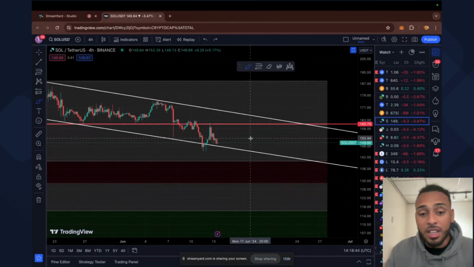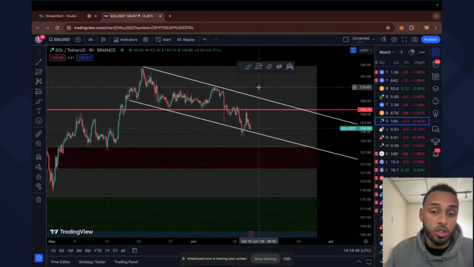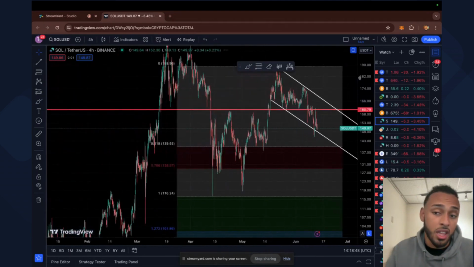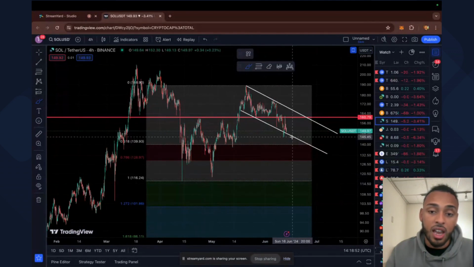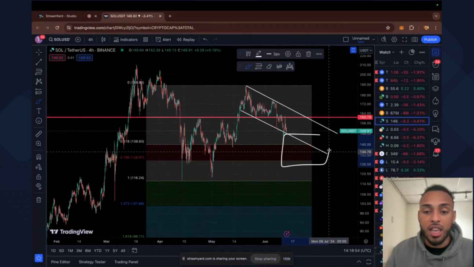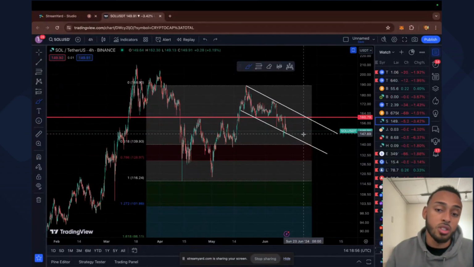Now, the action that I'm taking is actually going to be dollar cost averaging in on Solana because I do believe it's going to find the higher low at some given point. I don't think we're going back down below $115. And because of that, I am averaging in as we are approaching some of these key levels of support.